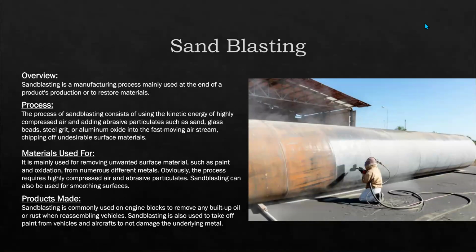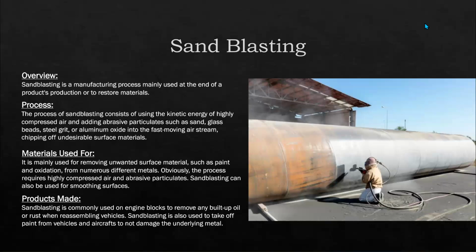All right, so I'm going to be talking about sandblasting. Sandblasting is a manufacturing process mainly used at the end of a product's production or to restore materials. The process of sandblasting consists of using the kinetic energy of highly compressed air and adding abrasive particulates such as sand, glass beads, steel grit, or aluminum oxide into the fast-moving airstream, chipping off undesirable surface materials. It is mainly used for removing unwanted surface materials, like I said before, such as paint and oxidation for numerous different metals. Obviously, this process requires highly compressed air and an abrasive particulate.